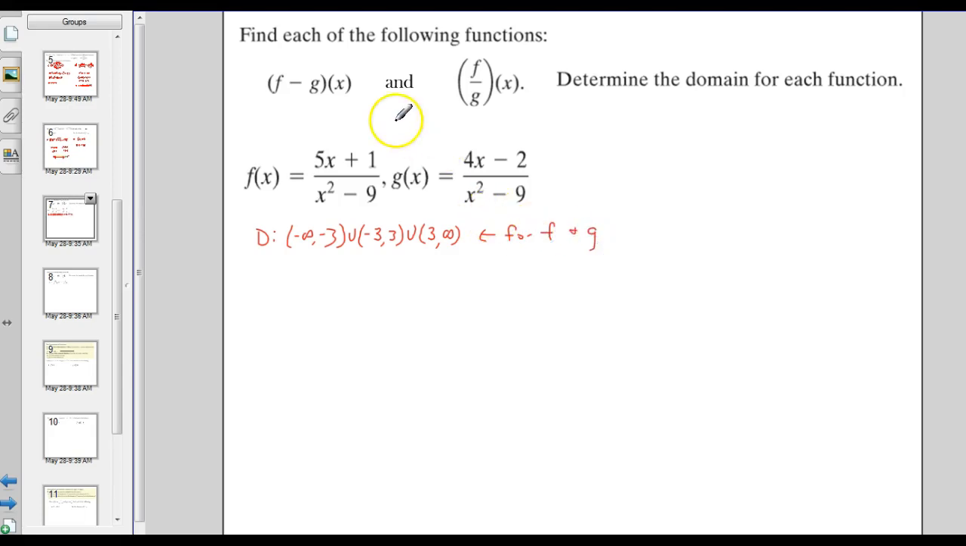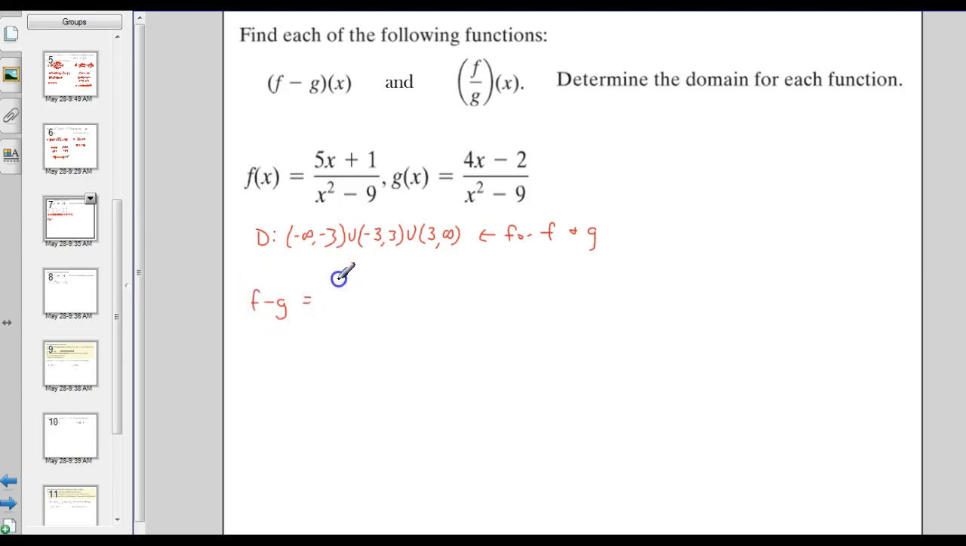So the domain for f minus g and f divided by g will at least be this. But again, we may pick up another restriction. We can't lose restrictions. We can only pick them up. So let's do f minus g.